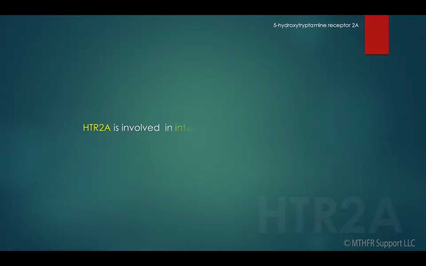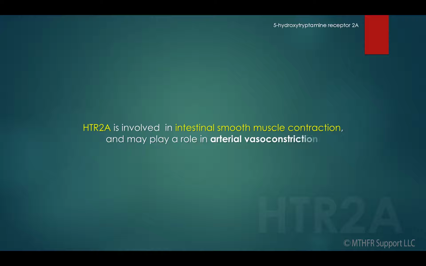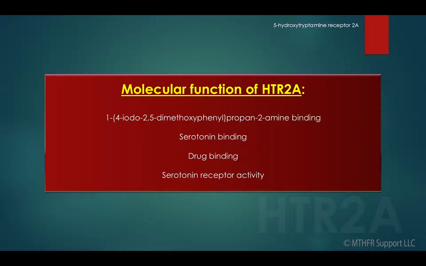HTR2A is involved in intestinal smooth muscle contraction and may play a role in arterial vasoconstriction. The molecular functions for HTR2A are 1-(4-iodo-2,5-dimethoxyphenyl)propan-2-amine binding, serotonin binding, drug binding, and serotonin receptor activity.